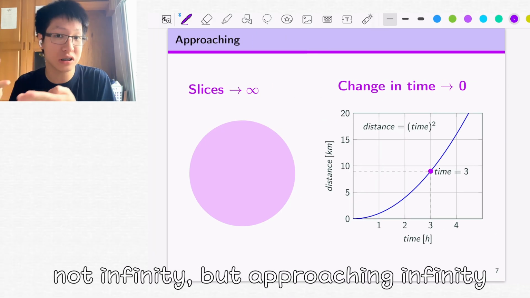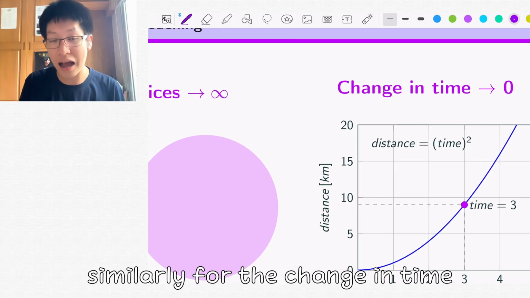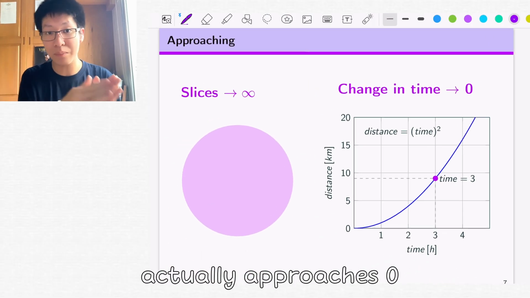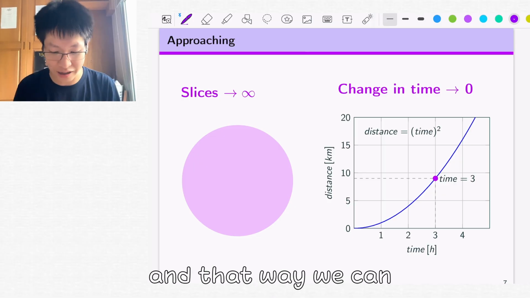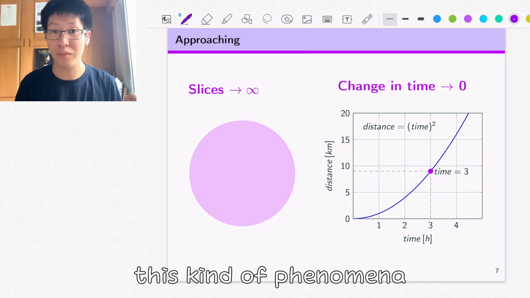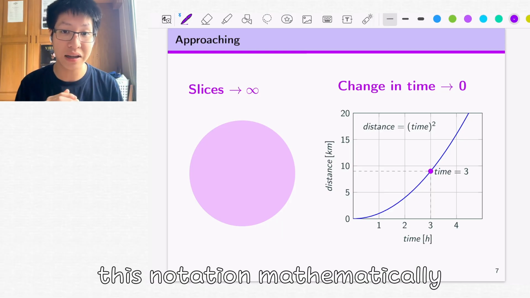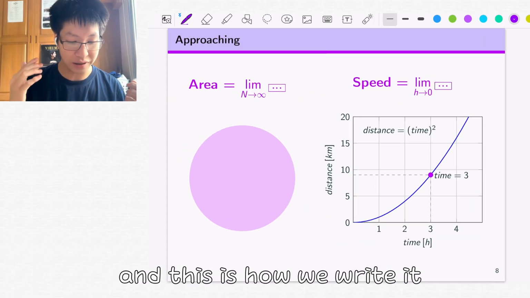Not infinity, but approaching infinity. Similarly, for the change in time, we can say that the change in time approaches zero, not equals zero, but approaching zero. And that way, we can properly define this kind of phenomenon. We also look at how to write this notation mathematically, and this is how we write it.